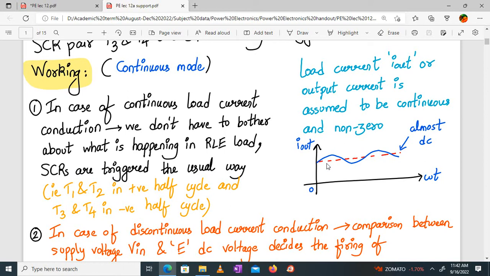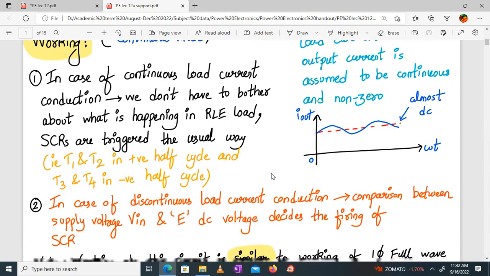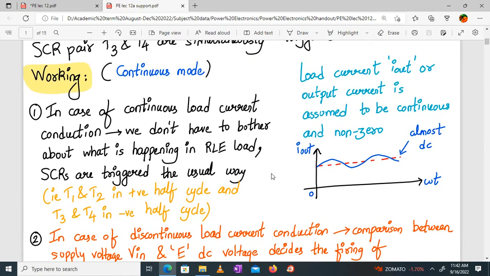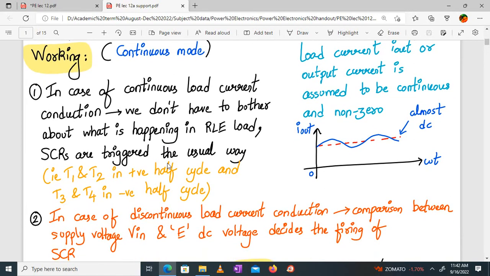In case of discontinuous load current, there will be a comparison between V in and E. What is E? The EMF or a battery. If it is a continuous load current, you do not worry about that. But there is one more condition in that. Did you understand the difference between continuous and discontinuous?